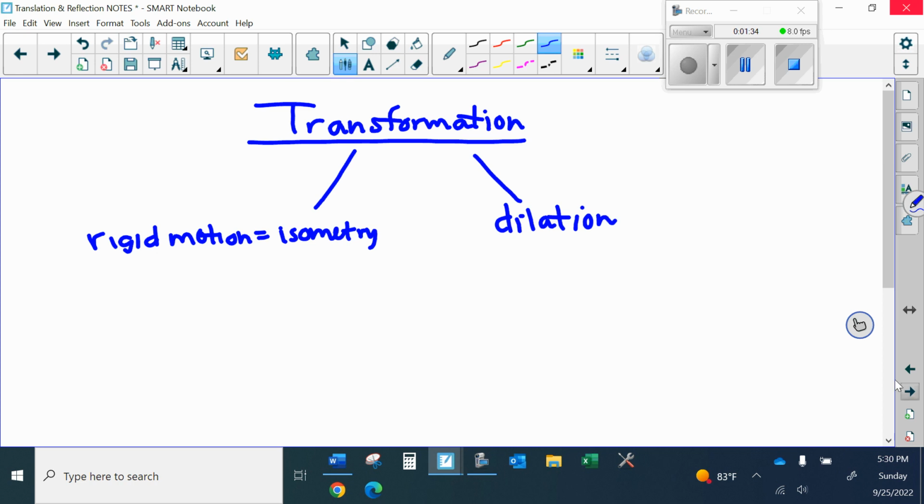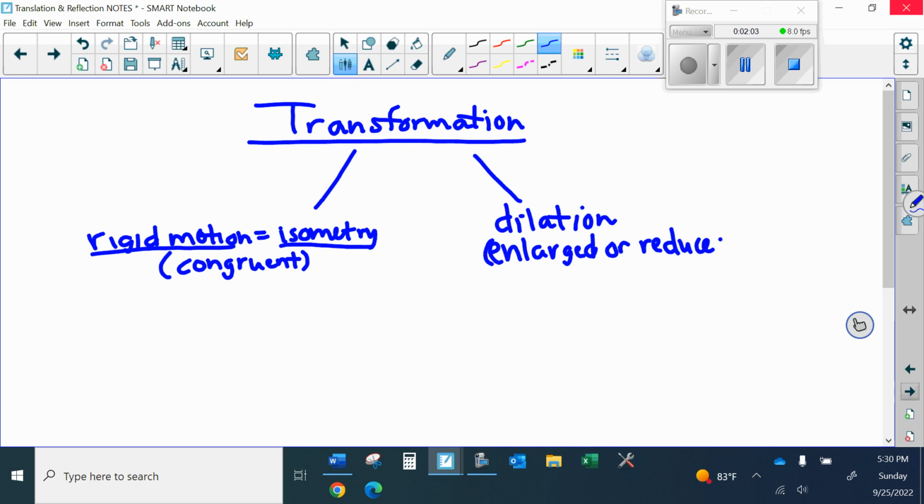Okay, then within the rigid motions and isometries, you want to think of the word congruent. These types are all congruent. Remember, that means the preimage and the image are exactly the same shape and size. Dilation, remember, almost all the time, 99% of the time, is either enlarged, so it gets bigger, or reduced. So dilation makes a shape get bigger or smaller. The words you need to know for those are enlargement or enlarged and reduced.